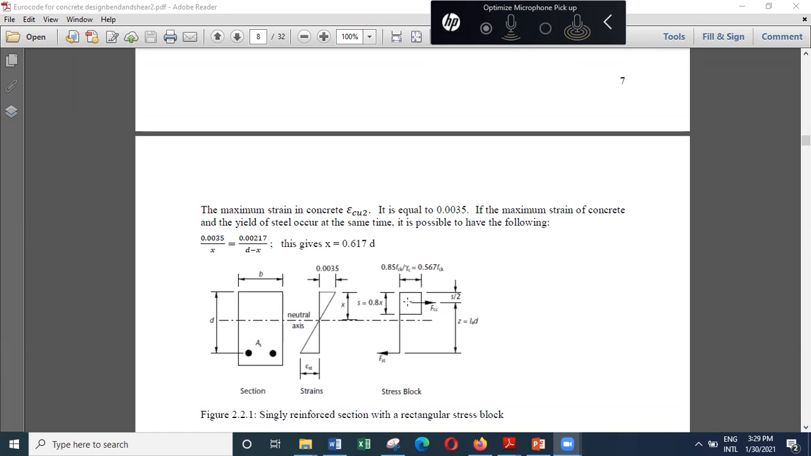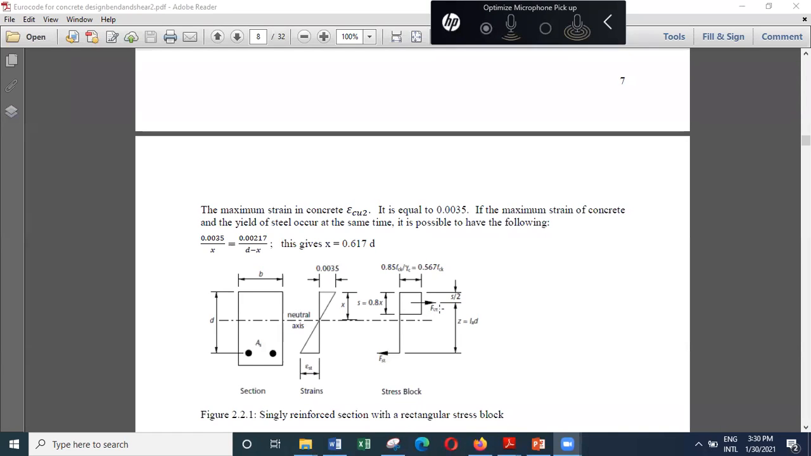The resultant force in concrete will act at the center of this stress block, so there's a force this way and a force this way. Because there are two equal and opposite forces acting, these can form a couple, and that means this can be used to resist a moment. The moment resisted is equal to the lever arm, the distance between the two forces, multiplied by this force.